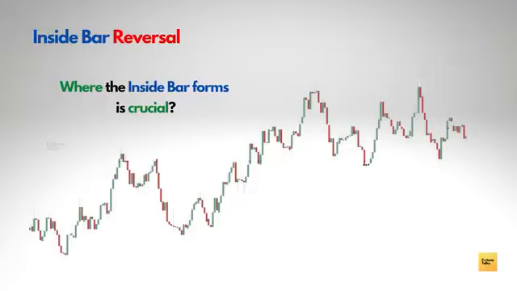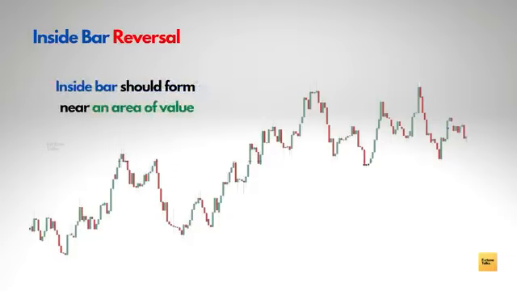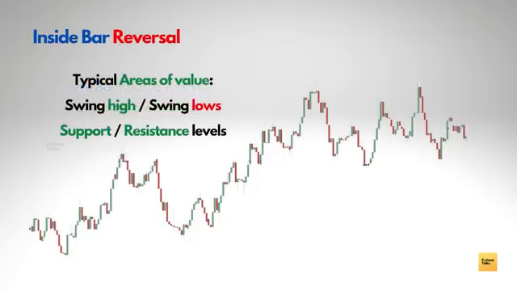The key to inside bar reversal strategy is where the inside bar forms. To use the inside bar as a reversal, you need to see it formed at a swing high or a swing low depending on the market trend, and even at key price action levels or areas of value. And these levels are often the major support or resistance level.